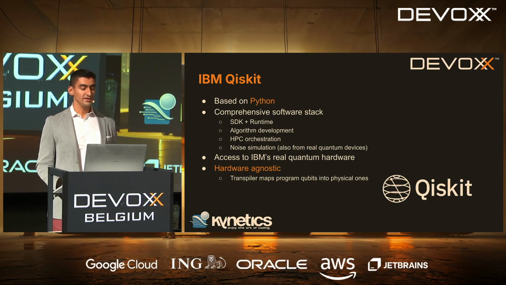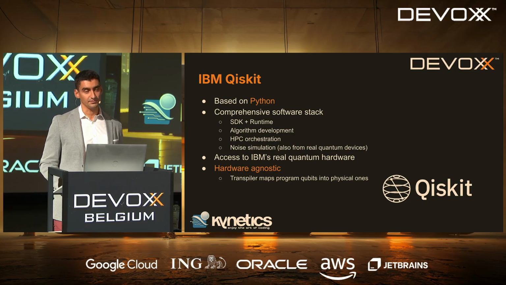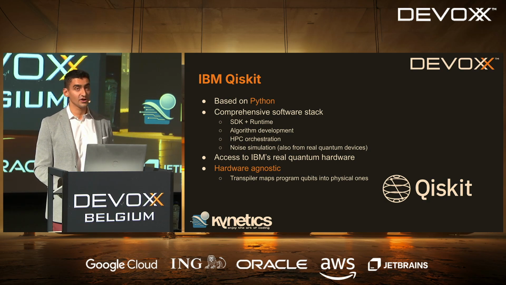These are two libraries based on Python. Of course, Python is still in quantum computing kind of the de facto language because it's mainly used for research applications at this time. Qiskit in particular is probably the most comprehensive software stack for quantum computing. It contains many tools for algorithmic optimization, development, also noise simulation. It's very nice for noise simulation because we can actually take some noise models from real-world quantum computers and then run our algorithms using this noise model.